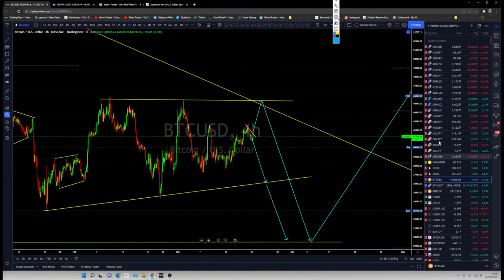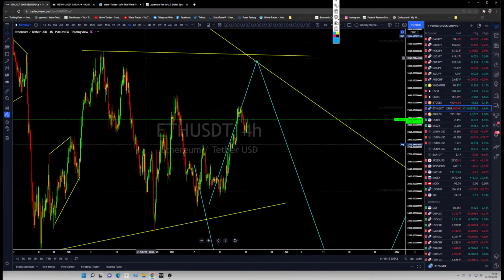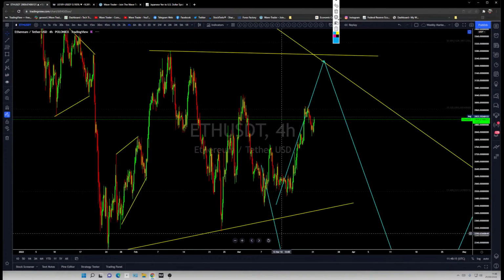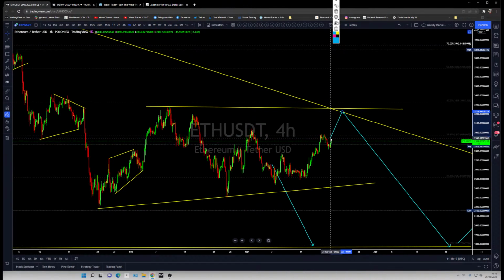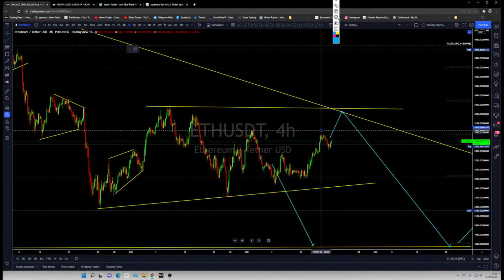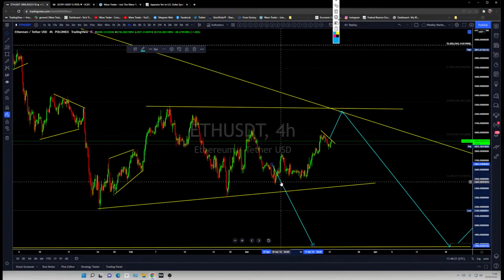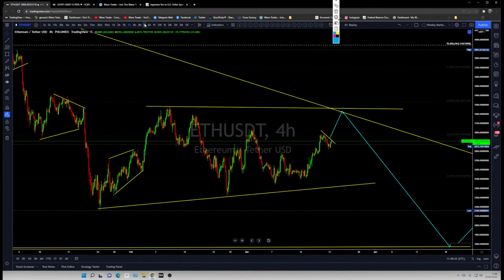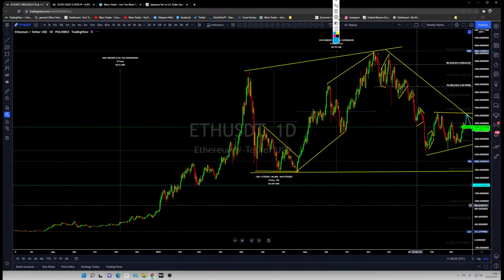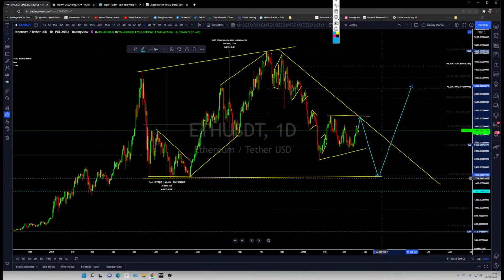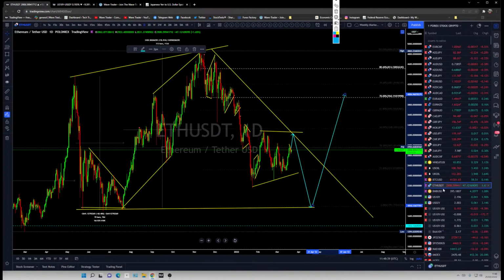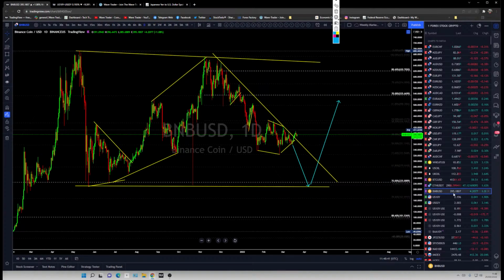Hope that makes sense. The same goes with Ethereum. I don't think I should talk about that a lot. Similar structure, the structure which we were talking about. It's going slowly back to that previous triangle top, and once price finds that top, another leg lower to test the 1800 low and then continue its bullish trend. BNB is also similar.